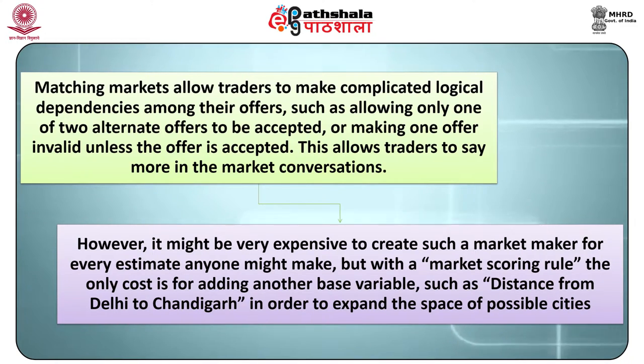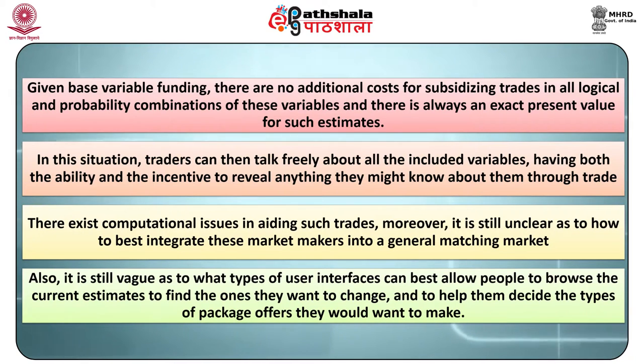However, it might be very expensive to create such a market maker for every estimate anyone might make. But with a market scoring rule, the only cost is for adding another base variable, such as distance from Delhi to Chandigarh, in order to expand the space of possible states. Given base variable funding, there are no additional costs for subsidizing trades in all logical and probability combinations of these variables, and there is always an exact present value for such estimates. In this situation, traders can then talk freely about all the included variables, having both the ability and the incentive to reveal anything they might know about them through trade.